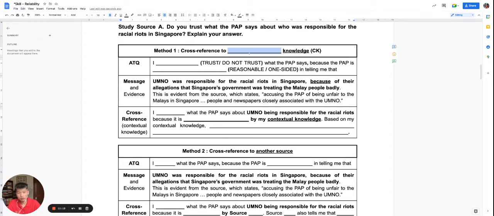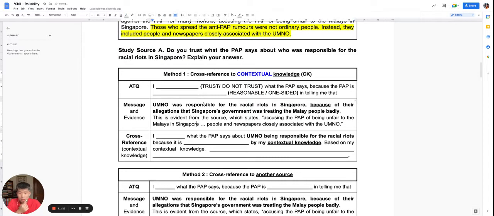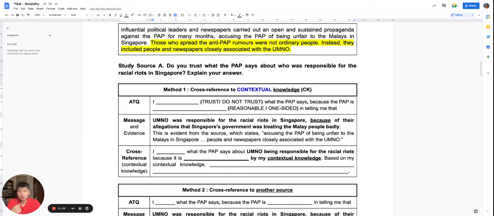So the first method we said was cross-reference to contextual knowledge, otherwise known as CK. We always answer a question, do you trust, by saying I trust or do not trust. If the question were, is Source A reliable, we answer by saying Source A is reliable, Source A is unreliable. We use the command word to answer the question. So that's the first thing, use the command word. The second thing is, you will have realized that coming into this question, how do you even know if you trust it, right? Because we haven't even established the inference or the cross-reference. So actually, when you do a reliability question, ironically, the ATQ comes last. You decide whether you trust or don't trust after you do every other step. And I will demonstrate a model for you how this is done.